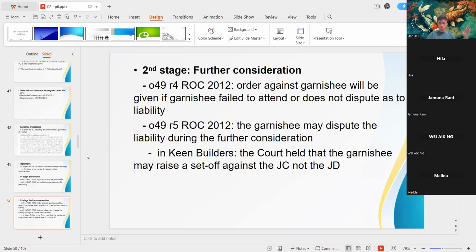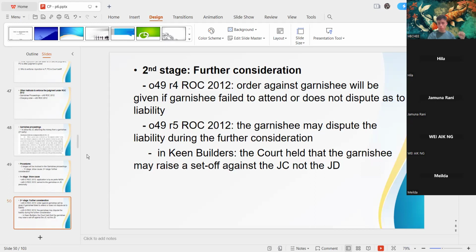Now we come to the further consideration. The further consideration is given under Order 49 and Rule 4. What can the court do during the further consideration? As given in Rule 4, if the garnishee fails to attend to the court, or did not dispute the liability, then the judgment creditor can straight away apply to get the money from the garnishee.